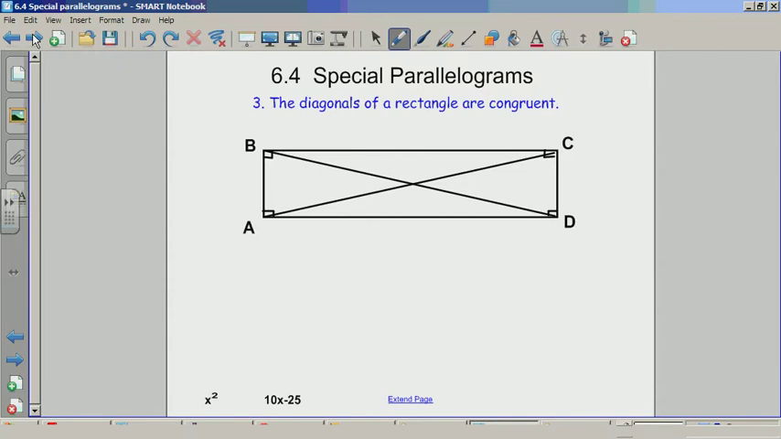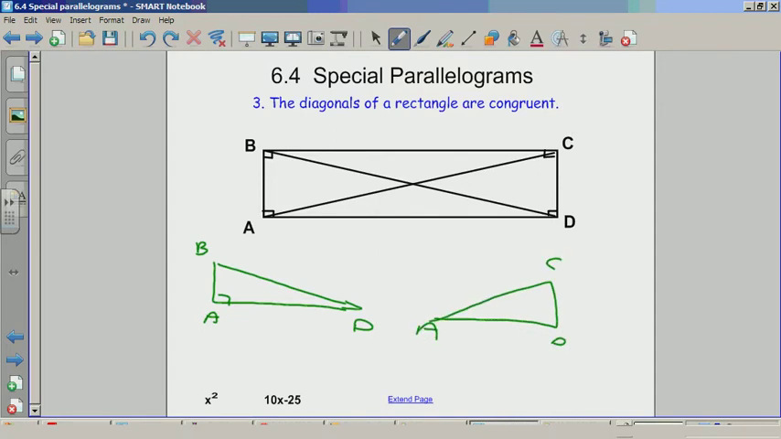Property number 3, this time instead of having a rhombus, I have a rectangle. I know it's a rectangle because I see that all 4 angles are right angles. And the property that we want to talk about is that diagonals of a rectangle are congruent. The way I'm going to prove this is I'm going to separate this rectangle into 2 triangles. Over on the left-hand side, I am going to have A, B, D. And on the right-hand side, I am going to have C, D, A. Both of these are right triangles.